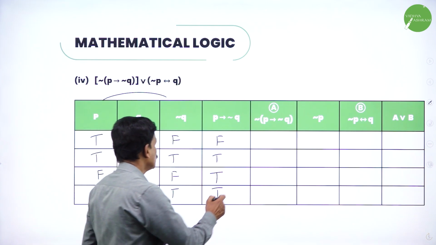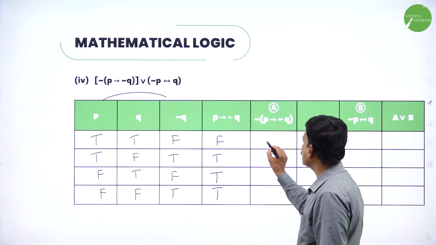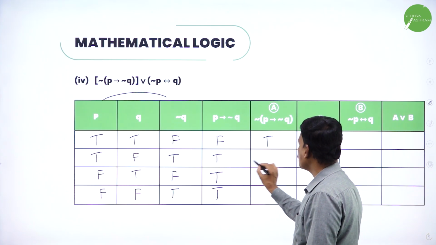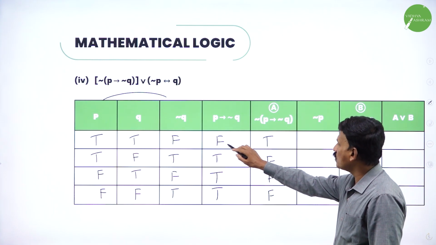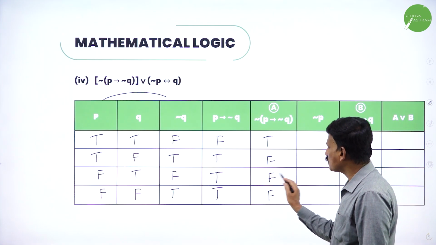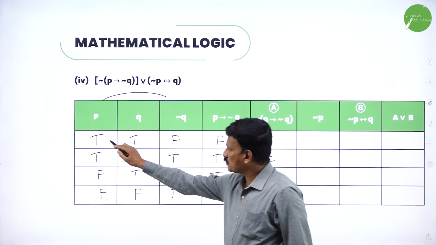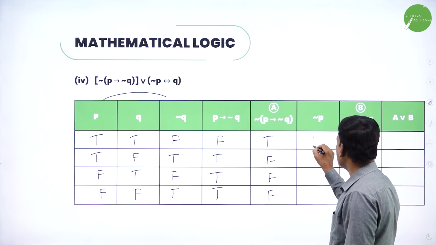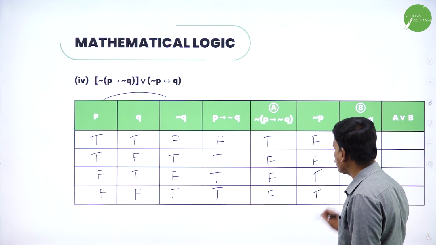Now, next part. The negation for this part. So negation of F is T, negation of T is F, negation of T is F, negation of T is F. So the negation for false is true, true is false, true is false, true is false. Now negation of P again. Just write down the negation for this. Negation of T is F, T is F, F it is T, F it is T.